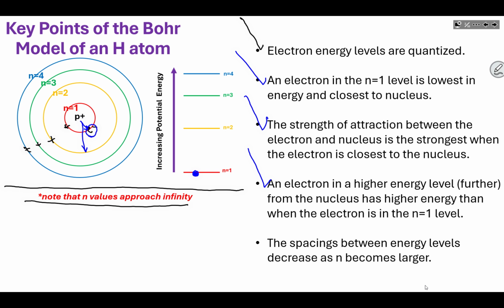And the last point I want to come to is that the spacings between energy levels decrease as n becomes larger. So what do I mean by that? So here's the spacing between n equals 1 and n equals 2. And here's the spacing between n equals 3 and n equals 4. Now, these aren't exactly to scale, but the point is that as you go higher up in energies, these concentric rings get closer together. So if I had n equals 5, it might be right here. So closer together between n equals 5 and 4 than between 4 and 3.